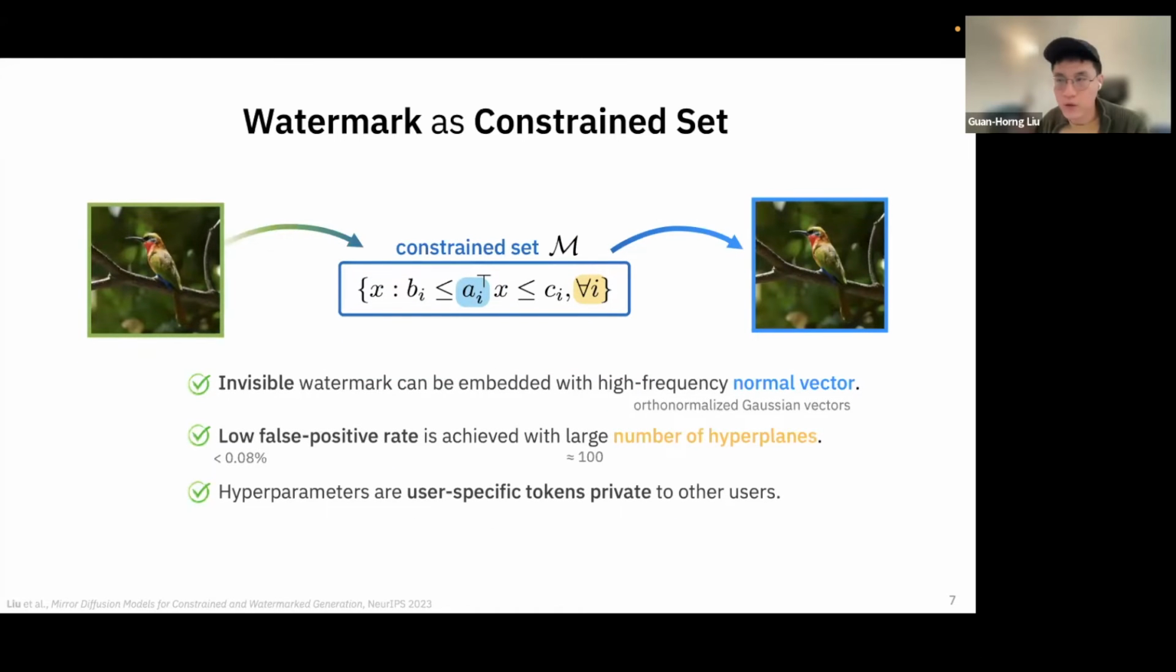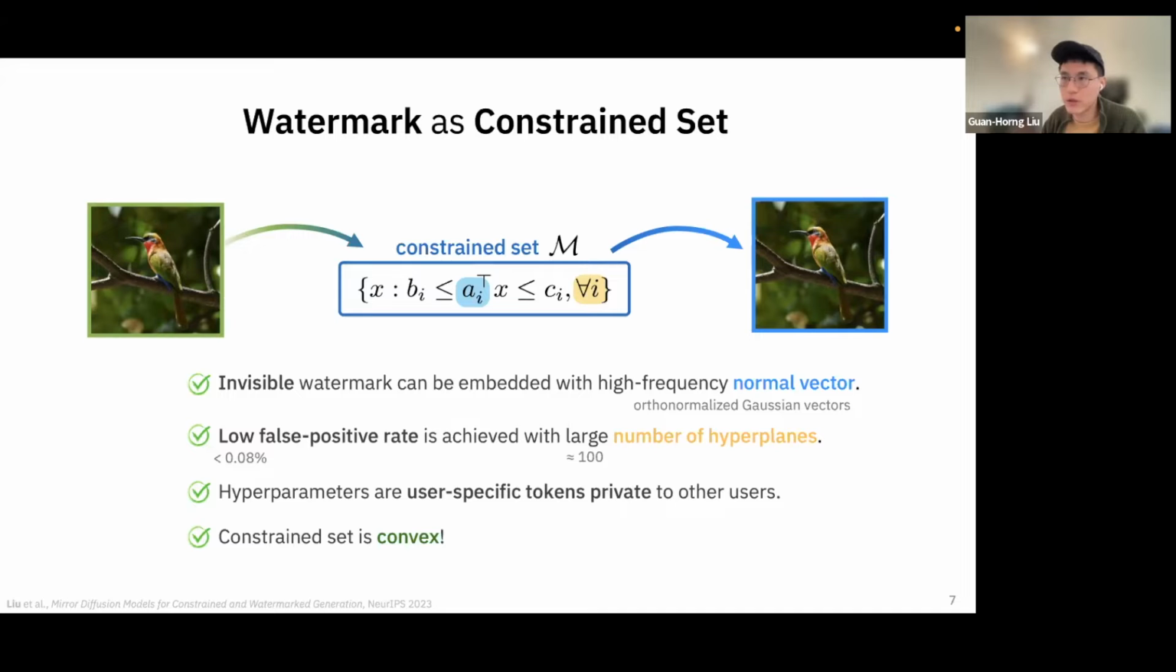Okay. Right. So the third reason is, as I just explained, these hyperparameters are actually useful because they can serve as a token that is private. And then for a reason that will be clear in the next slide, another reason that we consider these constraints is because it is convex. So the convexity brings a lot to the table. So now we have a watermark framework that meets all our desired properties. It's invisible, it induces very low statistical error, and it functions as a private token.